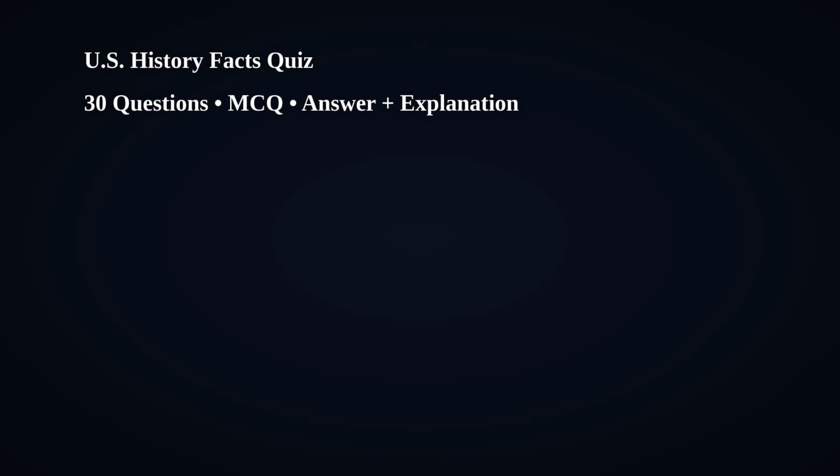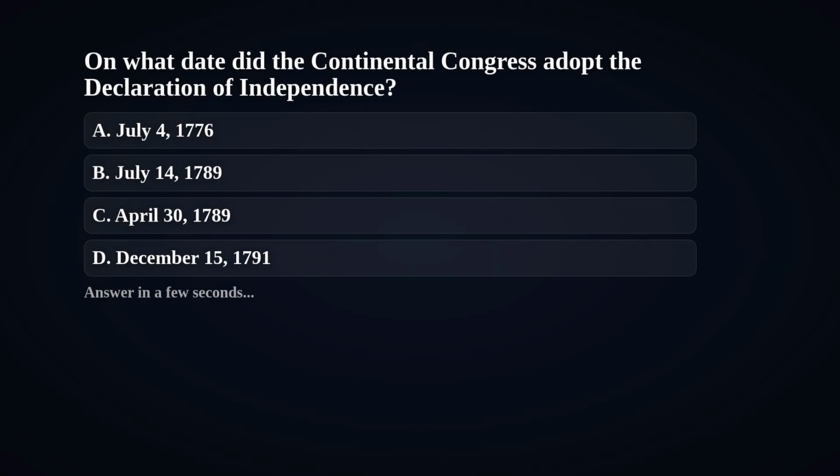Let's begin. Question 1. On what date did the Continental Congress adopt the Declaration of Independence? A. July 4, 1776. B. July 14, 1789. C. April 30, 1789. D. December 15, 1791.